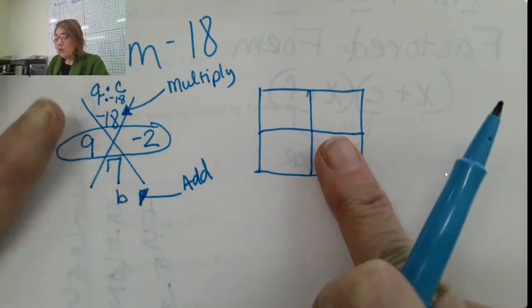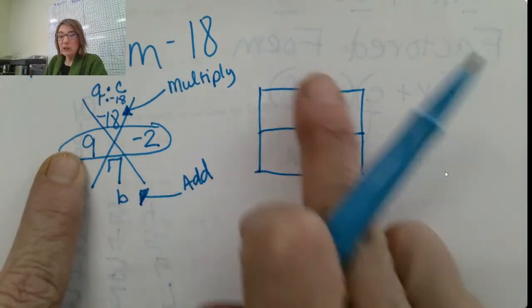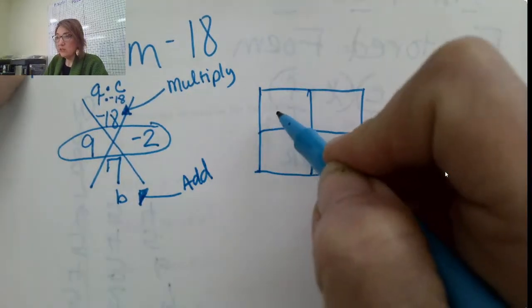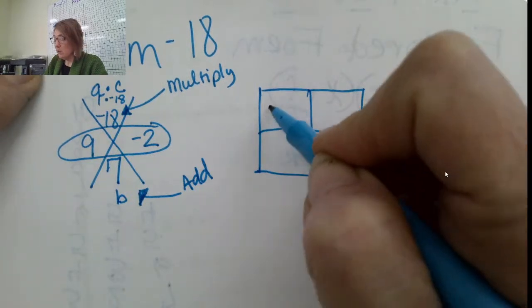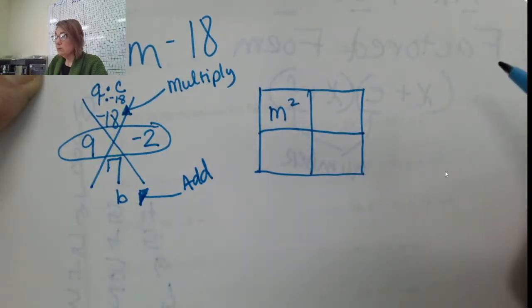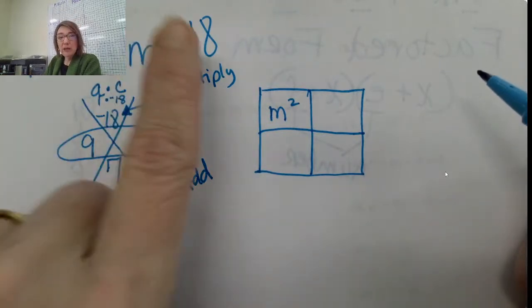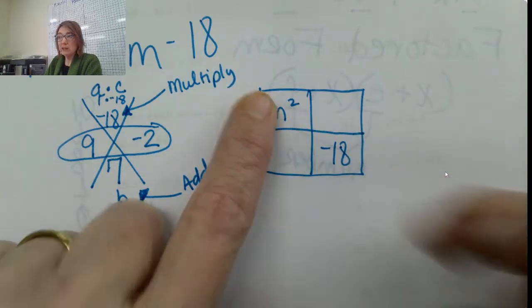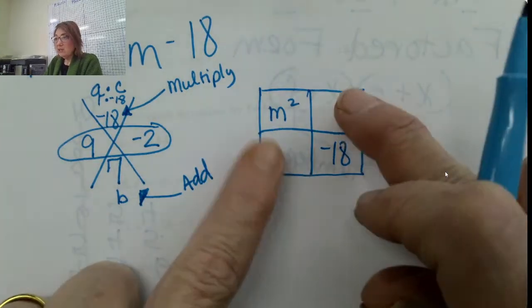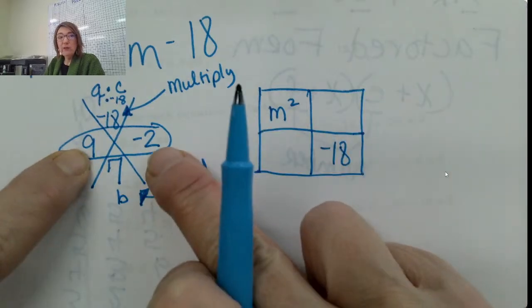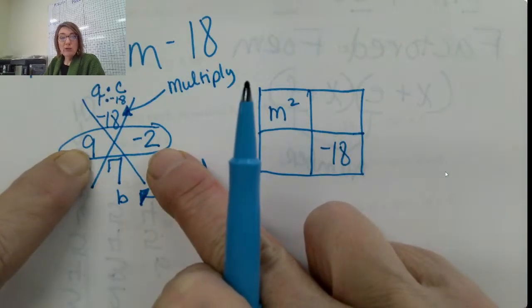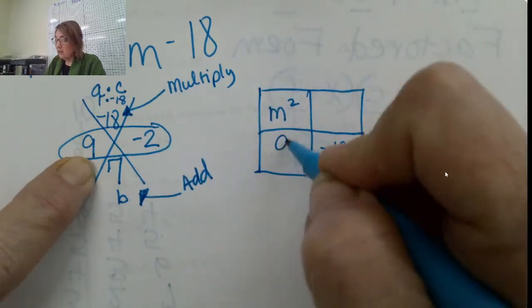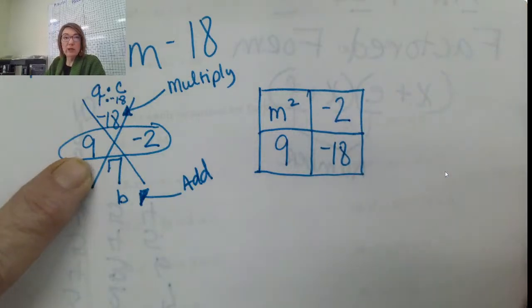Now, how do we use the information we just got? Well, whatever our first term is goes in this square. So our first term is going to be right here, m squared. Whatever our last term is goes in this square right here. That's the m squared and the negative 18. And then these two will be the two numbers: one of them is going to be 9, and one of them is going to be negative 2. So 9 goes in one, negative 2 goes in the other.